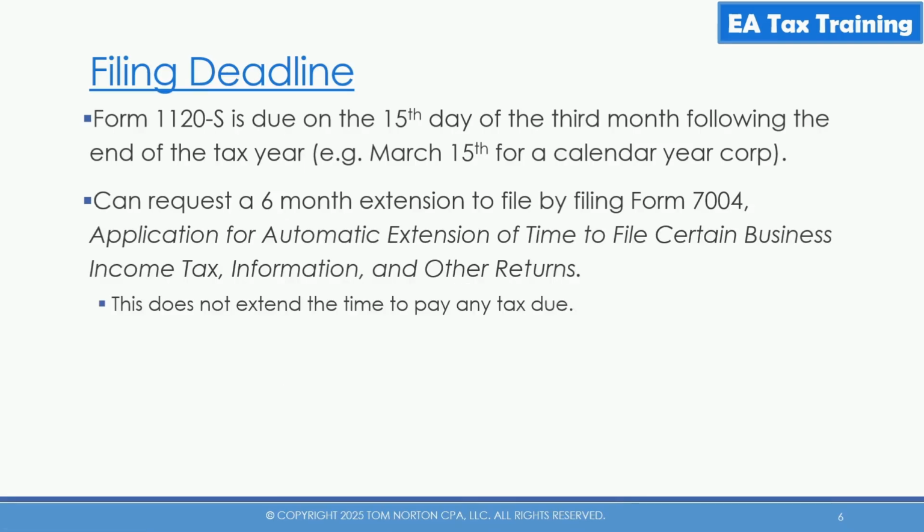The filing deadline for an S corporation is the 15th day of the third month following the end of the tax year. So that is March 15th for a calendar year. And of course, they can get an extension by filing this Form 7004. If they do owe any tax, of course, that extension does not extend the time to pay that tax. It is only an extension of time to file the return.